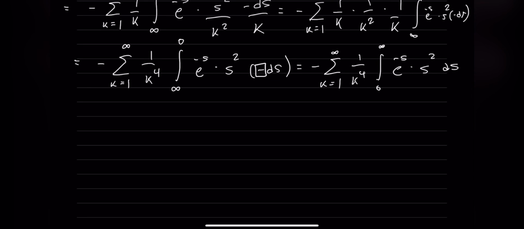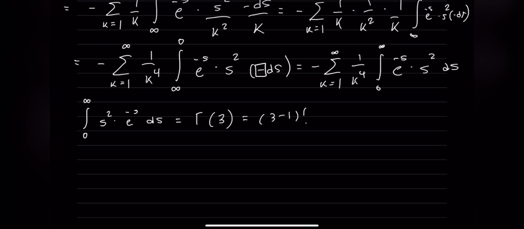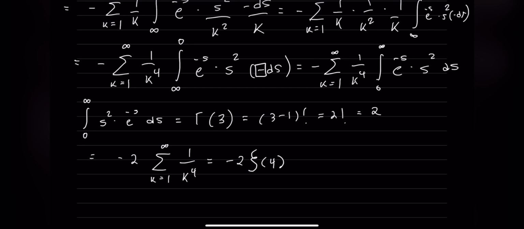And then from here, this integral, the integral from 0 to infinity of s squared times e to the minus s ds, that's just gamma of 3, which is 3 minus 1 factorial, which is 2 factorial, and that's clearly 2. So we have minus 2 times the sum from 1 to infinity of 1 over k to the 4th, but that's just minus 2 zeta of 4.